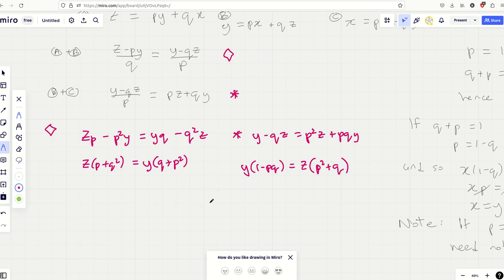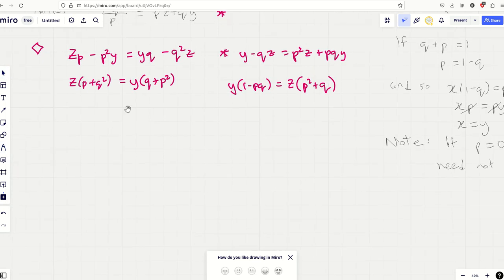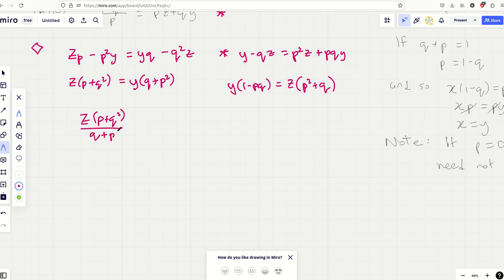So we've got them in nice formats now, and now we could easily rearrange to make y the subject, for example, or z, depending on what you want to eliminate. I think I actually eliminated the y's next, so I got z times p plus q squared over q plus p squared. That doesn't cancel. That's y equals, well, what would y be over here? Z times p squared plus q over 1 minus pq.